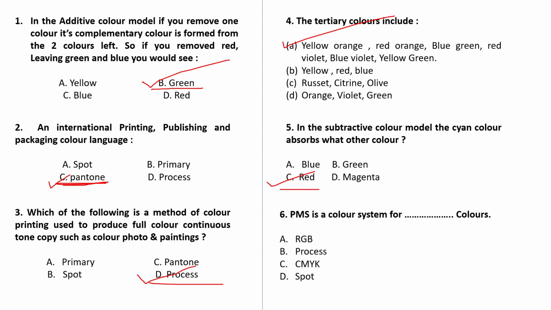Then talking about our sixth question, PMS is a color system for spot colors. Okay, spot colors are solid colors created by pre-mixed ink based on the PMS, Pantone Matching System, right? So the answer is D.